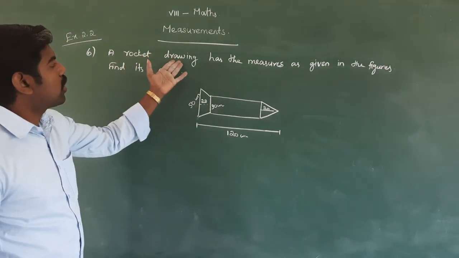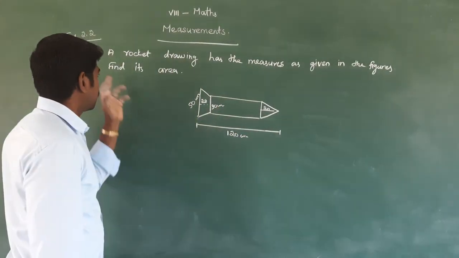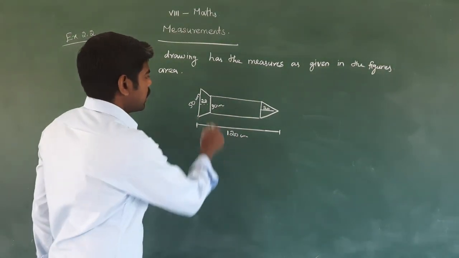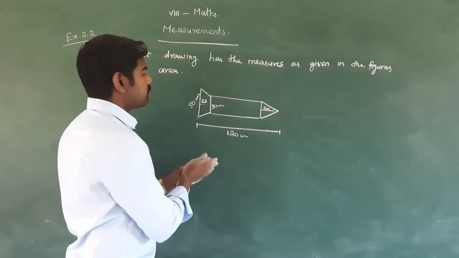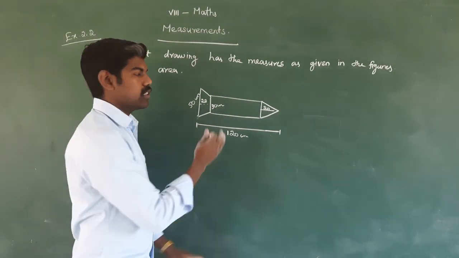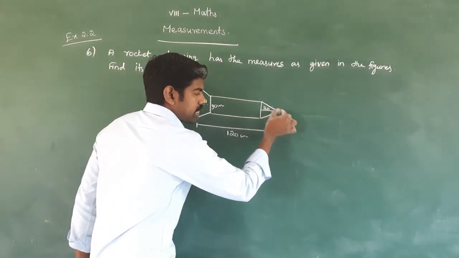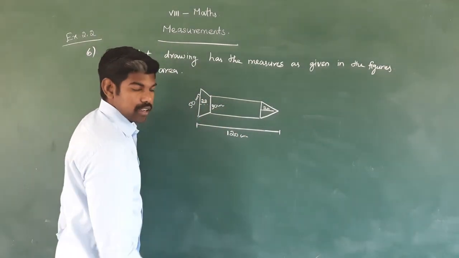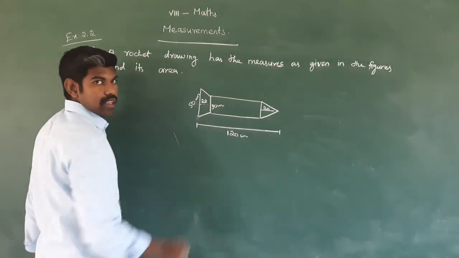Next, question number 6. A rocket drawing has the measures as given in the figure. Find its area. Now, this is a rocket drawing. So, what are the shapes there? First, find what the shapes are. Now, this is one triangle, right? And this is one rectangle, right?